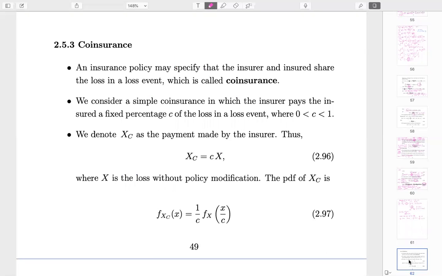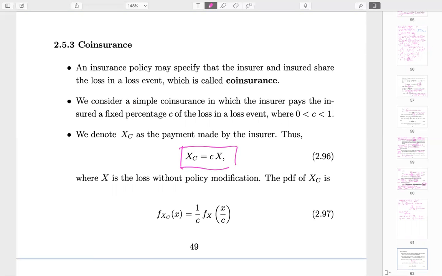The third modification is coinsurance. Coinsurance is actually very, very easy. It's too easy. You can see from here. Basically, the two parties, the insured and the insurer, will share the loss by proportion. Let's say I have a co-insurance for my healthcare. Let's say I pay 10%. My insurance company pays the remaining 90%. So it's always the case, right?